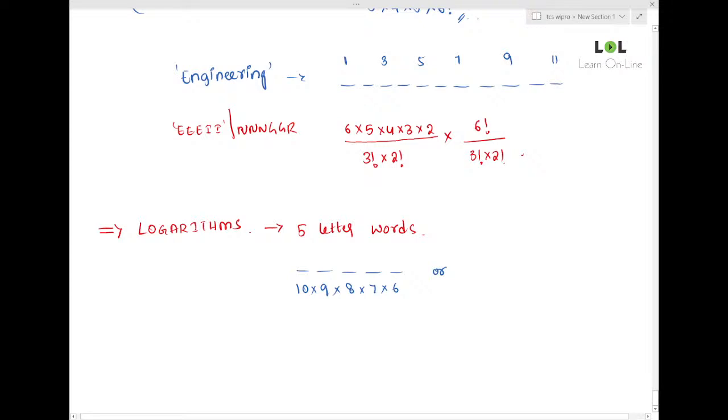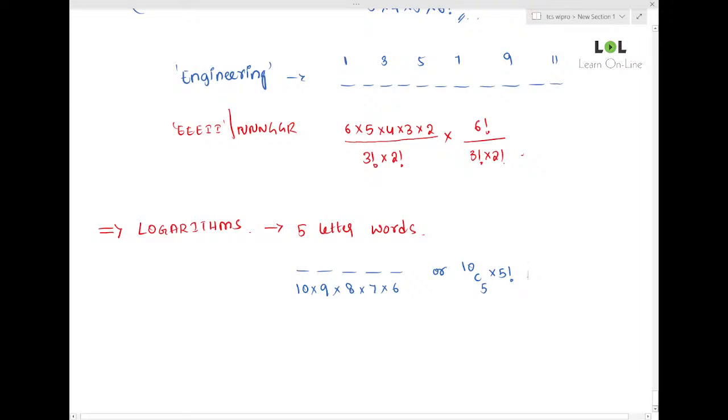Or you can even do something like this. What we can do? I have 10 letters. I need only 5 letters. Selecting 5 out of 10. How many ways can I do that? 10C5. Once we select, arrange them. 5 letters can be arranged in 5 factorial ways. Both the things will give you absolutely the same answer.